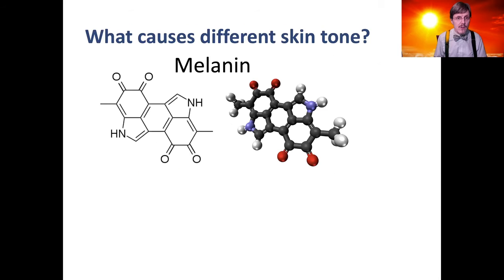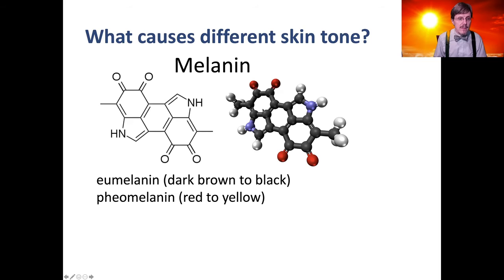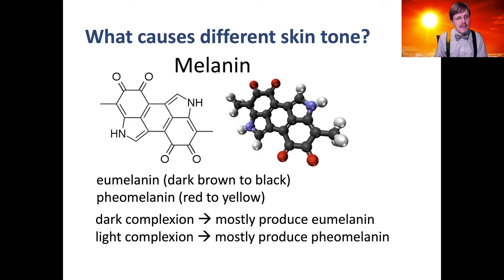And as I'm sure you're all familiar, we have this pigment called melanin. Turns out that there are two types of melanin. There's eumelanin, which is dark brown or black color, and there's pheomelanin, which is a red to yellow color. It is the case that someone with a dark complexion will tend to mostly produce eumelanin, and someone with a light complexion will mostly produce pheomelanin.